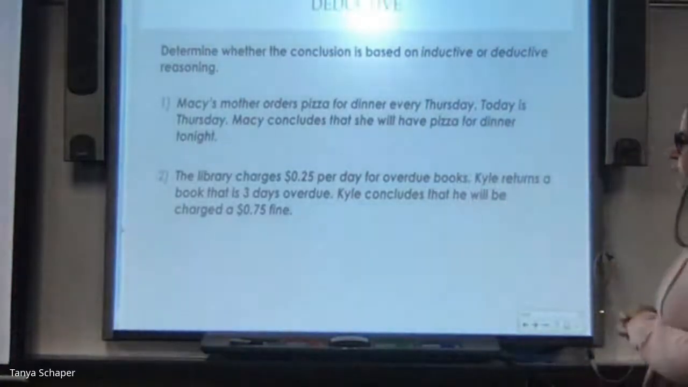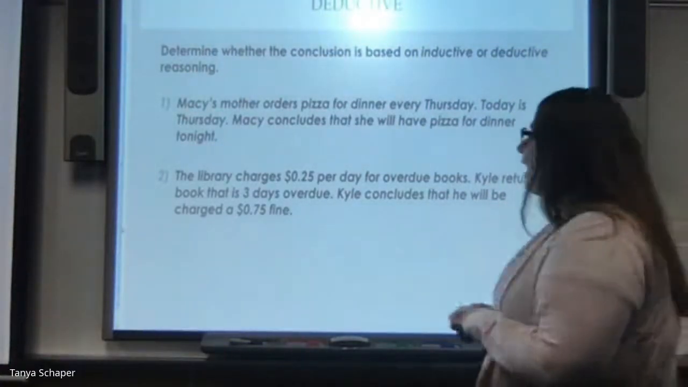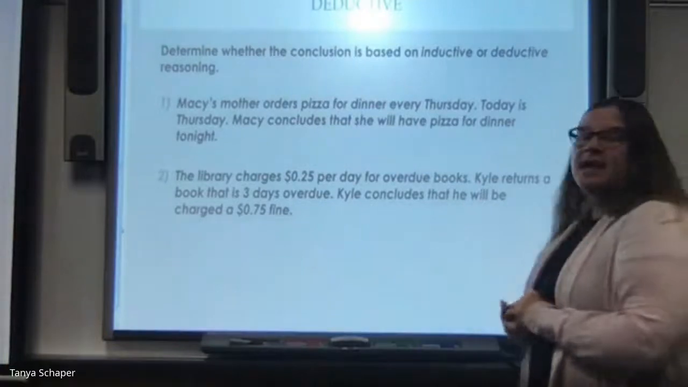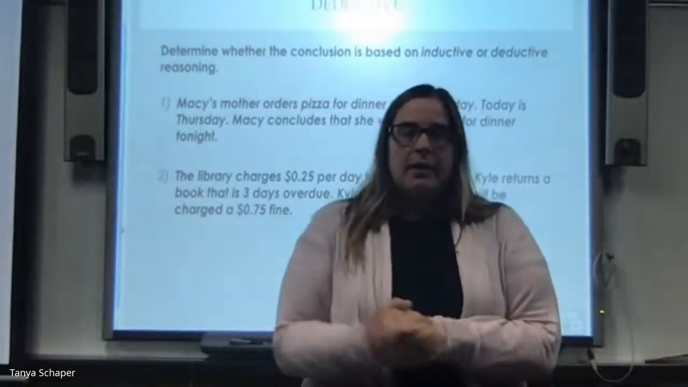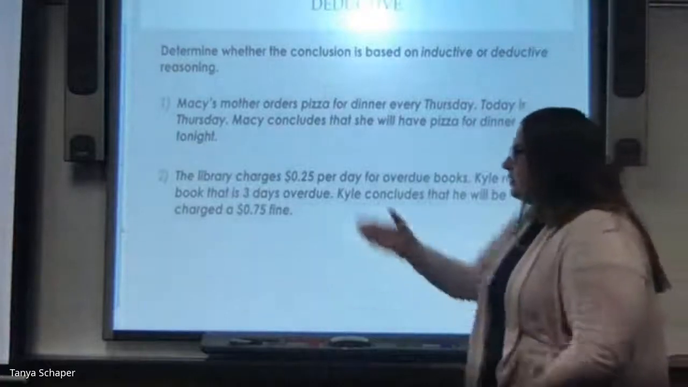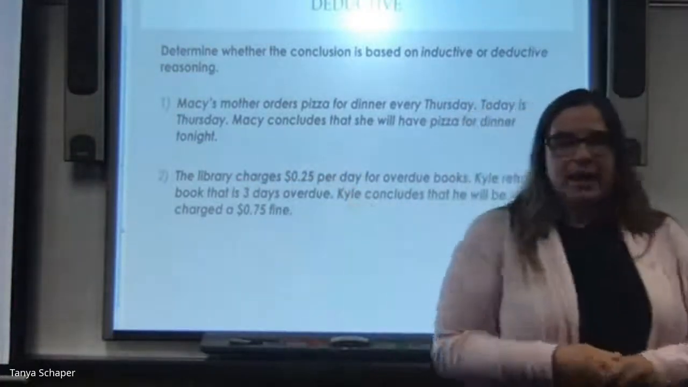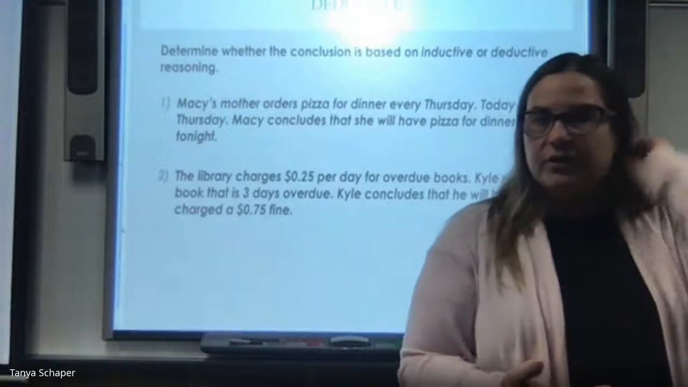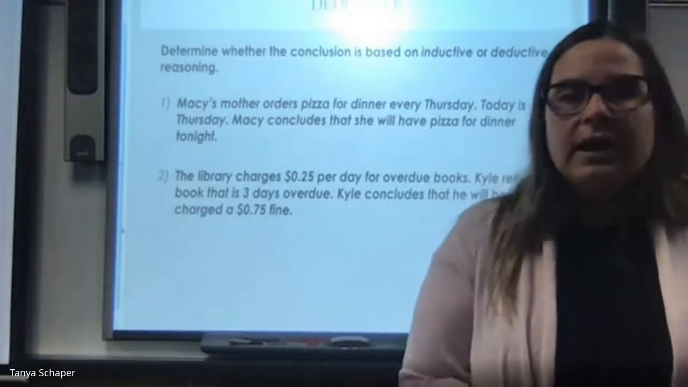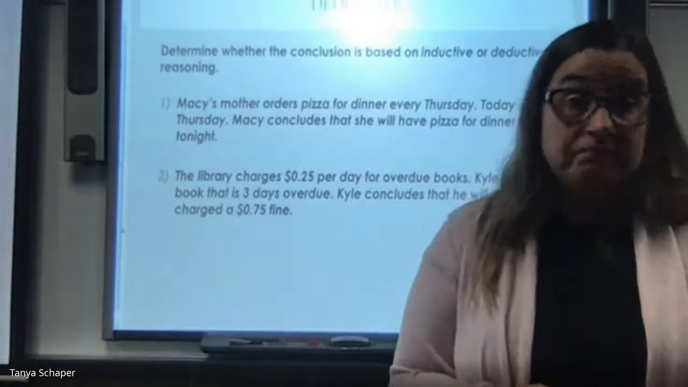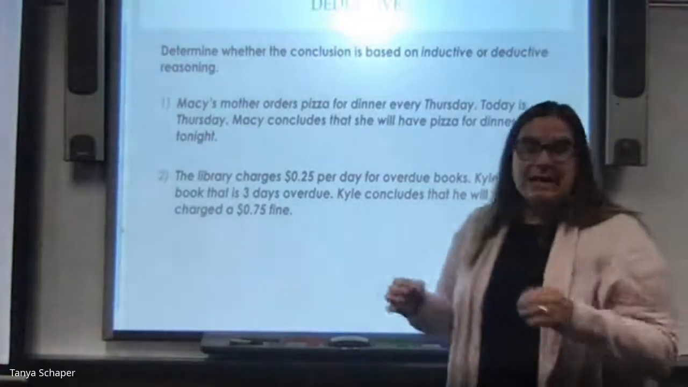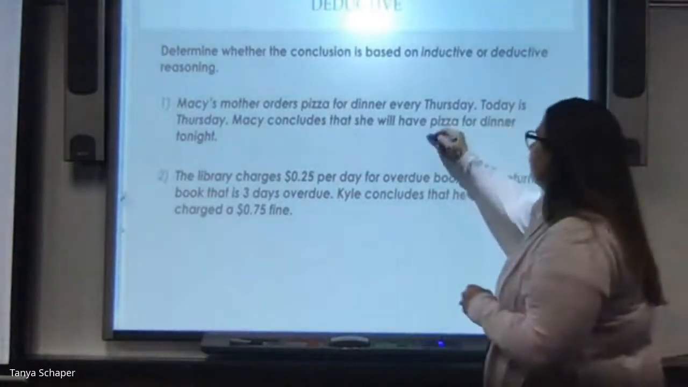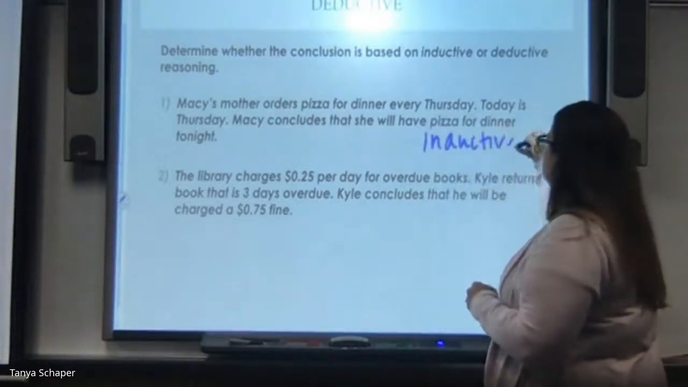The library charges 25 cents per day for an overdue book. Kyle returns a book that is 3 days overdue. He concludes that he'll be charged a 75-cent fine. This is based on fact. The library charges 25 cents per day. That's a fact, that's a rule. So for him to conclude that with a 3-day overdue book he's going to have to pay 75 cents, that's deductive reasoning because it's based on rules and facts. So inductive and deductive.